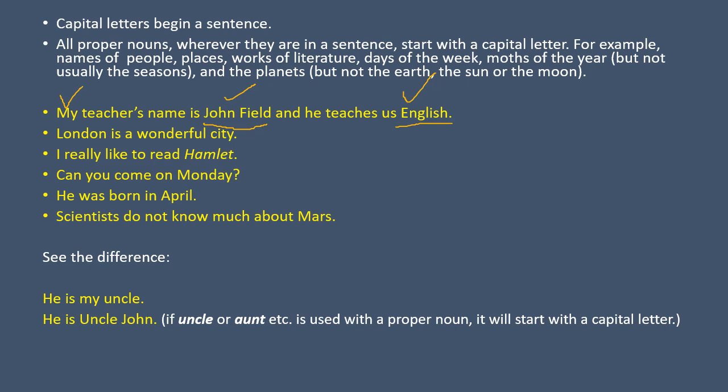So what you learn here is that proper nouns begin with a capital letter wherever they are in a sentence. You could see that John Field is in the middle of a sentence and English is at the end of the sentence. London is a wonderful city. Now London is the start of the sentence, and at the same time it's a proper noun. So for example, if you say I live in London, then even then L would be capital.